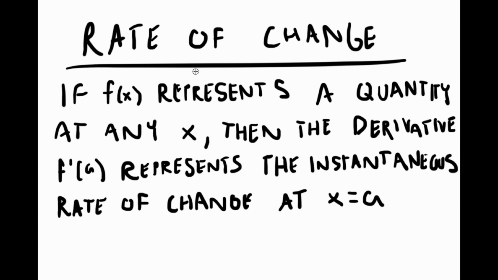All right, so for our first interpretation of a derivative, which is the rate of change, basically it states if f of x represents a quantity at any x, then the derivative f prime of a represents the instantaneous rate of change at x equals a. So for these kinds of problems, we're going to be given a point, and we're going to be told to find the rate of change for the given function at the given point, which is going to be a.